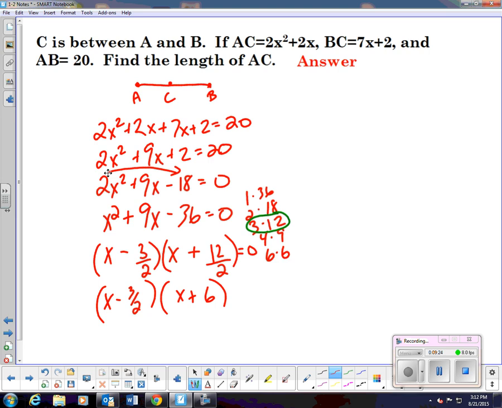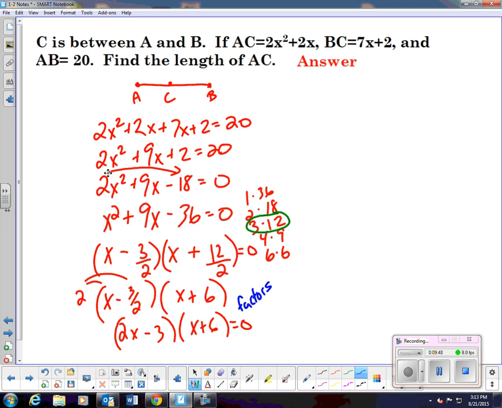Well, you can't have any fractions here. The second one doesn't have any fractions, so I can leave it alone. The first one has a fraction, so I'm going to multiply it by 2 to get rid of that fraction. And that's everything there. So I get 2x minus 3, x plus 6 equals 0. Those are my factors. And remember in your summer packet, I asked you to factor things. So that's my factors. But that's not my solutions.